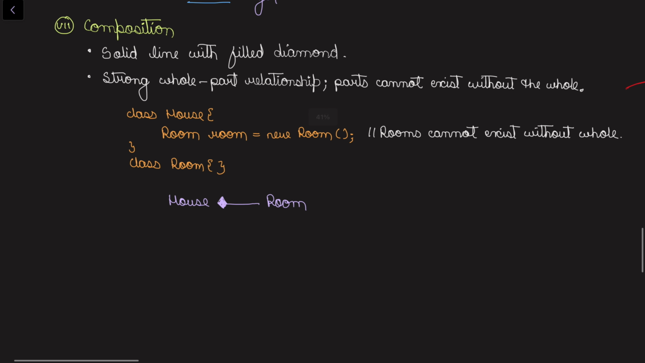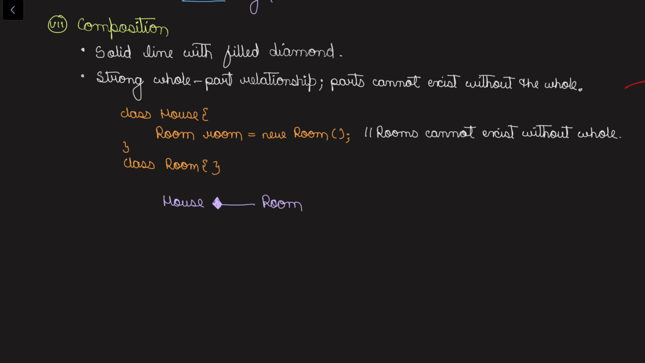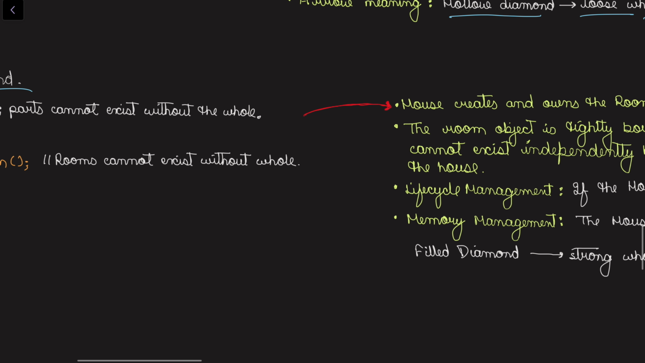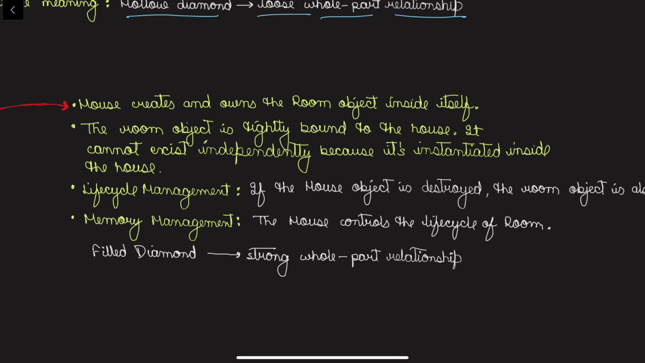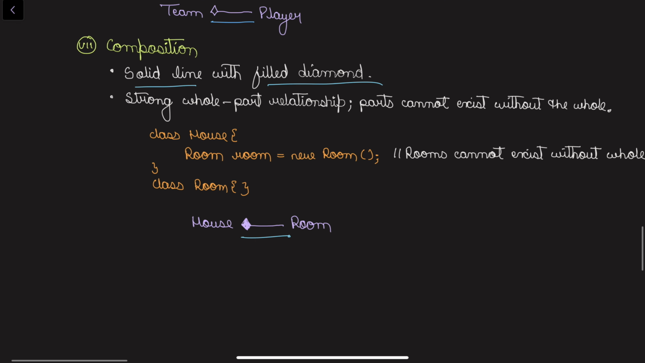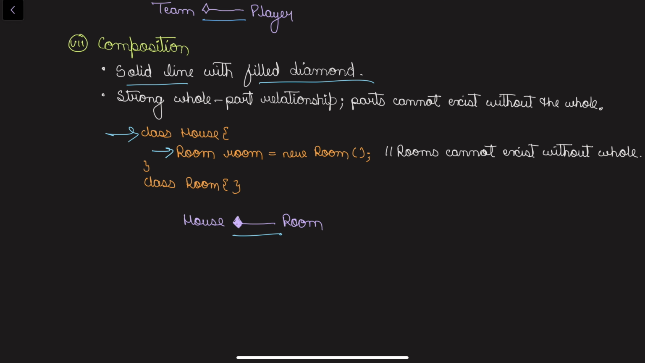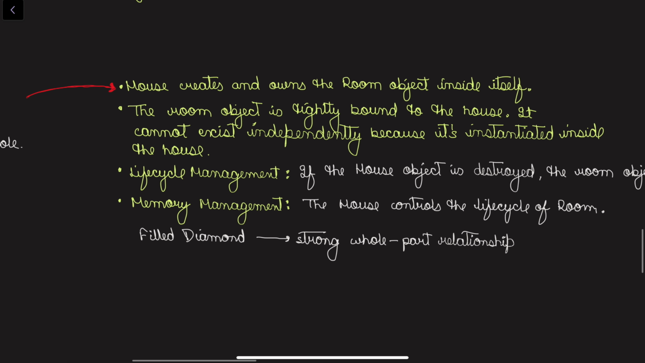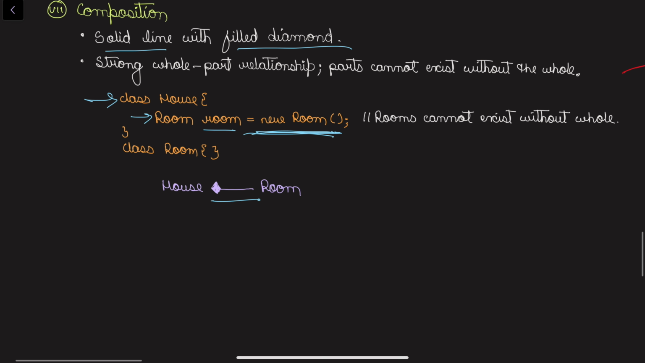Now let's move to composition, which is just the opposite of it. A solid line with a filled diamond. What it says: House creates and owns the Room object inside itself. We see here, this house will create and own the room inside itself. Why? Because we are creating the object here. Now the room object is tightly bound to the house. It cannot exist independently because it's instantiated inside the house.